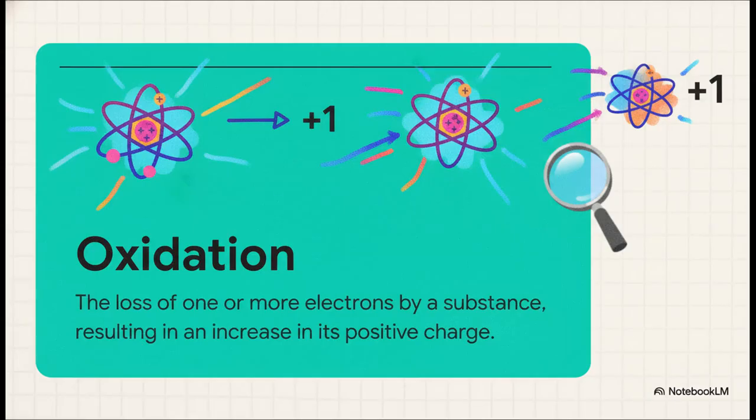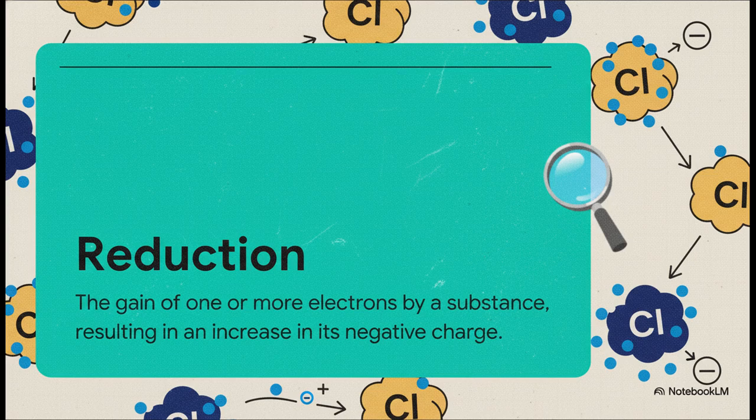Let's put that into practice. Imagine you have a neutral sodium atom. If it gives away one of its electrons, and remember, electrons are negatively charged, what's left? Well, it's got an overall positive charge now. It becomes a sodium ion. And boom, that sodium atom has just been oxidized. And on the flip side, what if a neutral chlorine atom grabs an electron? Well, now it has an extra negative charge, so it becomes a negatively charged chloride ion. See? That chlorine atom has just been reduced.